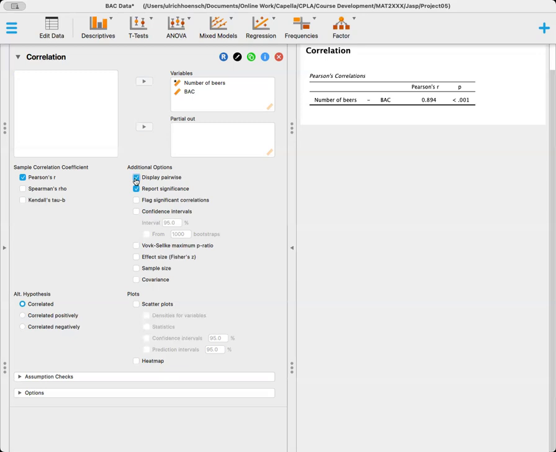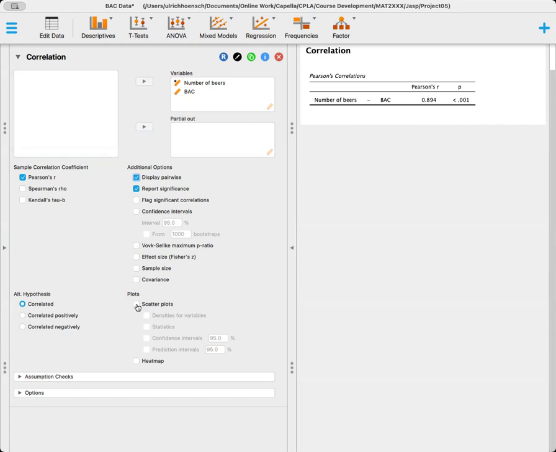I just want to switch to this display pairwise check mark, because it basically just tells us what we need to know here: the actual strength of the association, and whether that association or correlation is significant as indicated by the p-value. In this case, the p-value is less than 0.01, which tells us that we have a significant correlation. So this is what we can do as far as the correlation analysis is concerned.